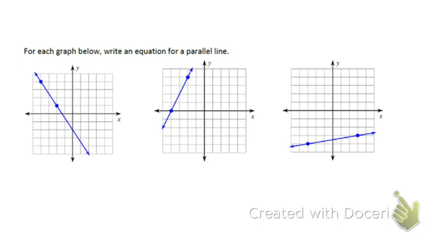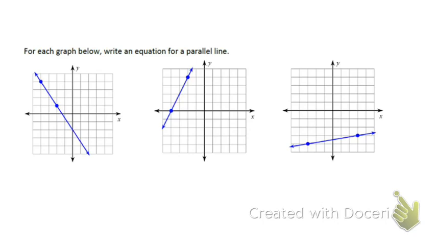So for each graph below, write an equation for the parallel line. Yesterday when we were writing our equations, we were given the equation of the line we wanted to find a line parallel or perpendicular to. Today they gave us the graph. So all I need to get from the line that they give us is the slope. So I just need to find the slope of the given line, and then I can use that information to write a line parallel to it.